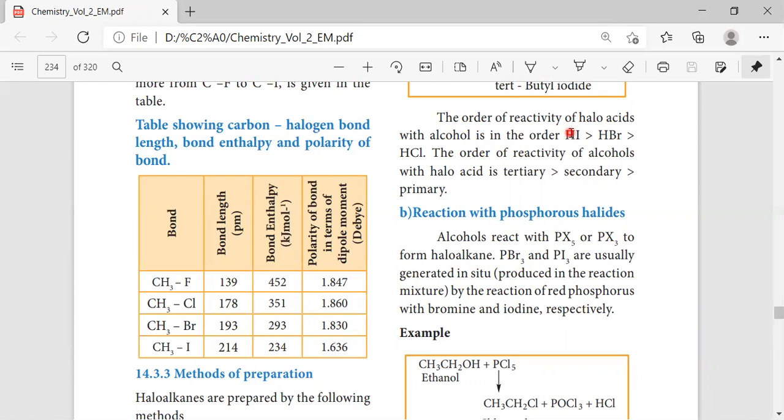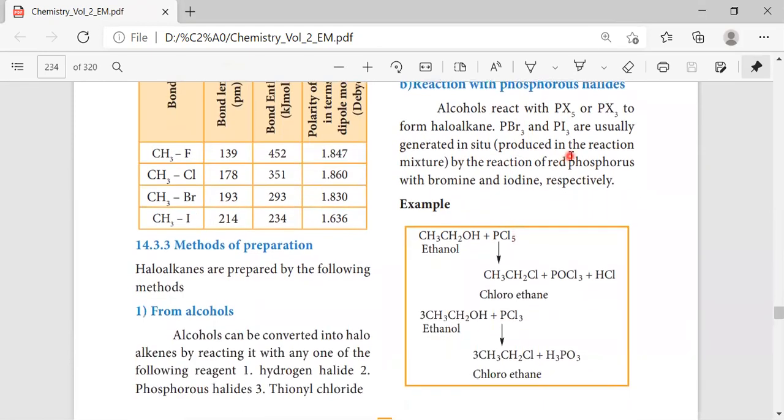Okay, so next with phosphorus halide. With phosphorus halide, like phosphorus pentachloride, PCl5, PCl3. See, these are all the alcohol that react with the phosphorus halide, that leads to give the product as chloroethane. The reaction is given as follows.